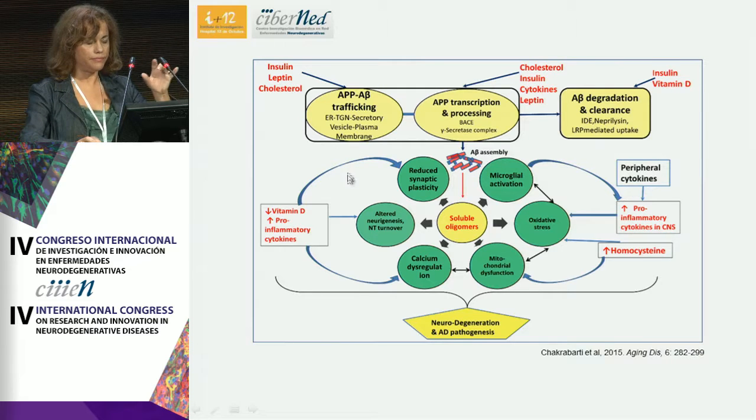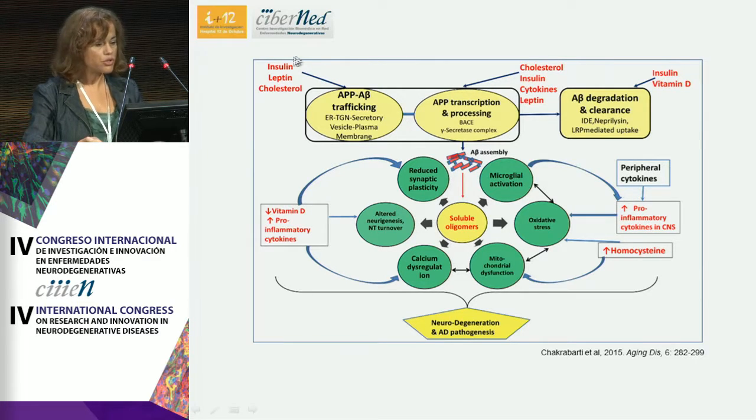Well, then, in summary, we have many factors, hormones, leptin, insulin, cytokines that are regulating the processing of APP, the APP trafficking, even the clearance of amyloid beta, but also these molecules are modulating other processes, for example, neurogenesis, microglial activation in general, oxidative stress, mitochondrial dysfunction, and all of them leading to neurodegeneration.